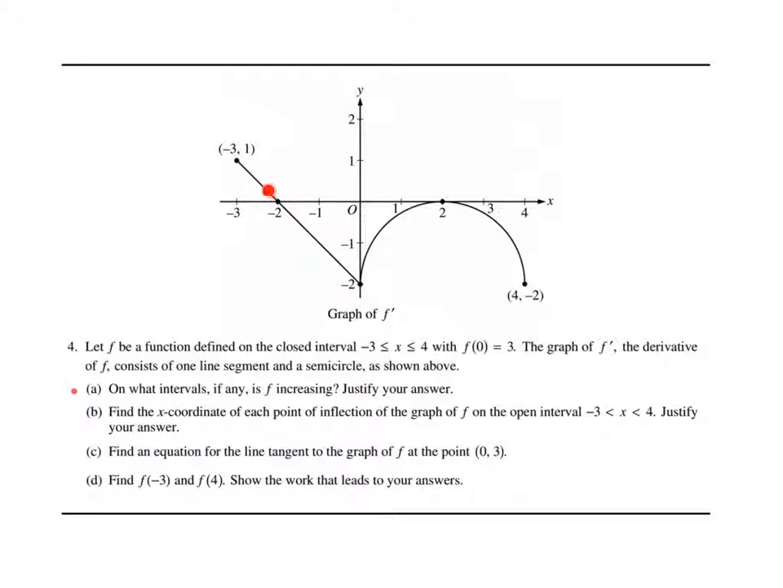The only place where the slopes are positive of the original function are here. So from -3 to -2, it's increasing.